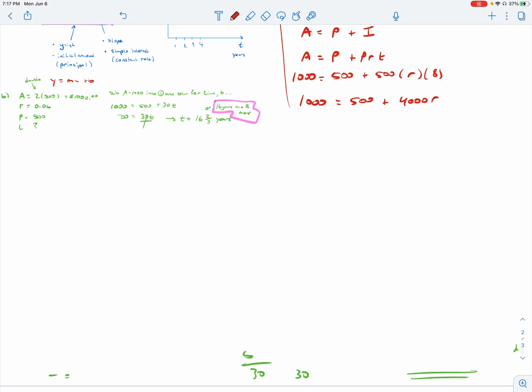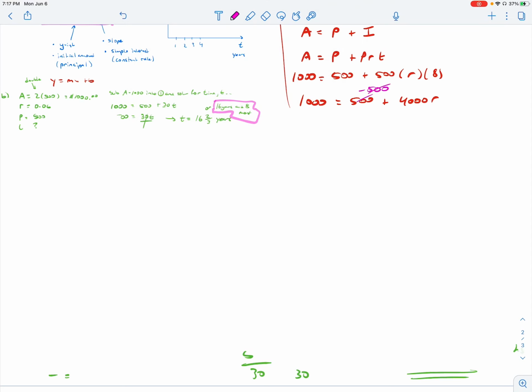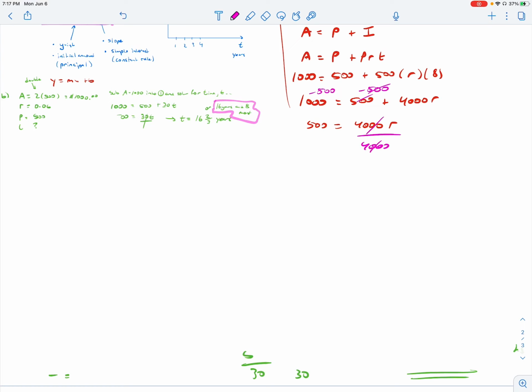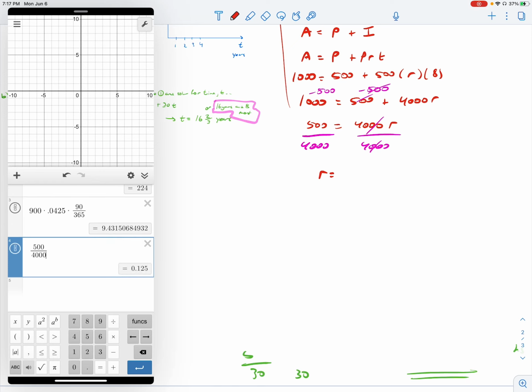Okay, so I subtract 500 from both sides. So we have 500 equals 4,000 times R. Divide both sides by 4,000. And we get R equal to 0.125. So as a decimal, I'd like to say that's 12.5%.